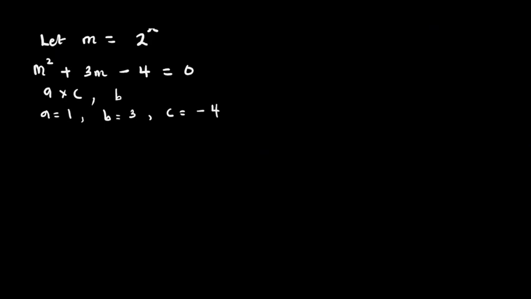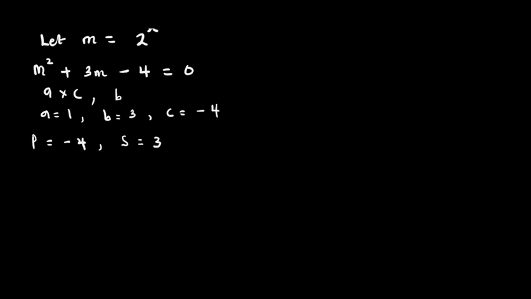I know that the product is a multiplied by c, which is 1 multiplied by minus 4. The product, let me say p, is equal to minus 4. And the sum, let me say s, equals b, which is 3. So I'm going to find the factors of minus 4, I mean two numbers that, if I multiply both, I'm going to get minus 4.